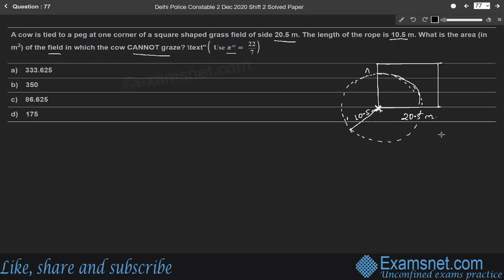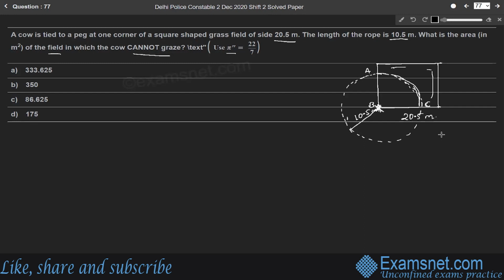So let the sector be ABC, for our better understanding. So cow can graze in this sector, if it is tied at this position, B, and the length of the rope is 10.5 meter. So we have to find the area of the field in which cow cannot graze. So this area we have to find.